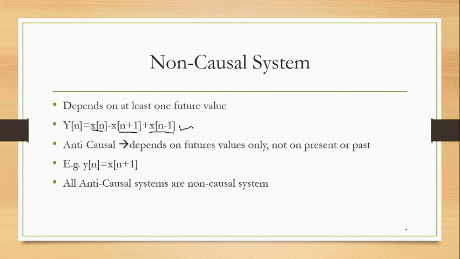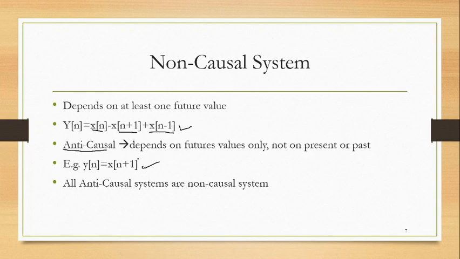And there is a subset of non-causal systems which we call the anti-causal system. Anti-causal systems are systems that only depend on future values. They do not depend on present or past value, only future value. So for example, y of n is equal to x of n plus 1. This only depends on the future value. So this is an anti-causal system.